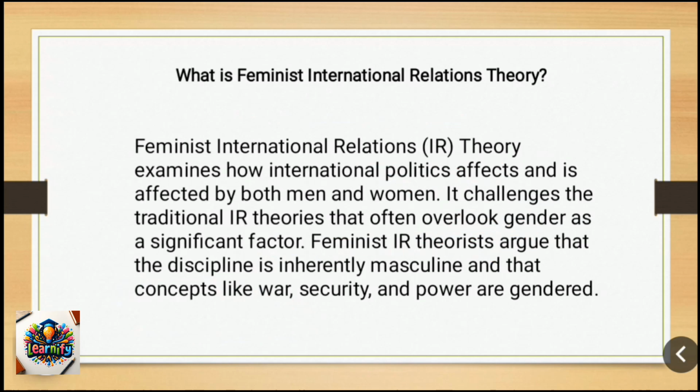What are feminist international relations theories? Feminist international relations (IR) theories examine how international politics affects and is affected by both women and men. It challenges the traditional IR theories that often overlook gender as a significant factor. Feminist IR theorists argue that the discipline is inherently masculine and that concepts like war, security, and power are gendered.